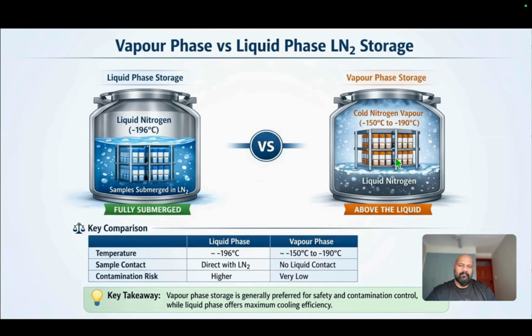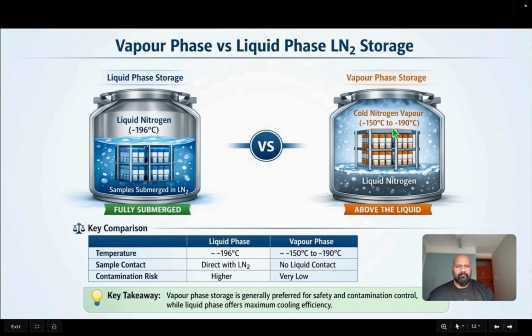In vapor phase, it's stored between minus 150 and minus 190. A lot of customers think that liquid nitrogen freezers need to be stored at minus 196, and this is not true. As I mentioned in the first video in this series, we just need to achieve the glass transition state, so everything below minus 136 or minus 130. So the vapor phase is still really good enough.